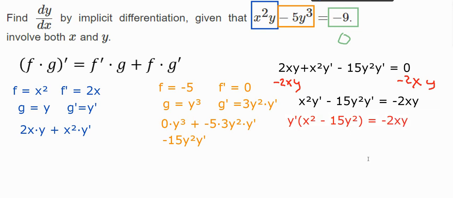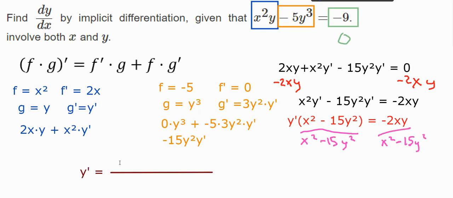And then for the last step, we're going to divide both sides by x squared minus 15y squared. We're going to divide that on both sides. And there's no simplification there, so it's just going to be -2xy over x squared minus 15y squared will be our answer.